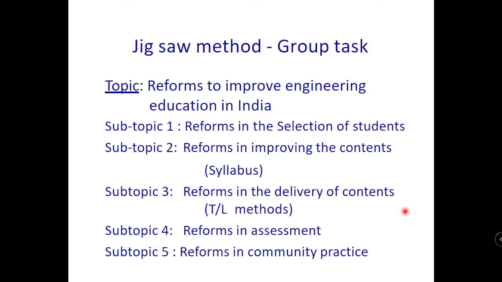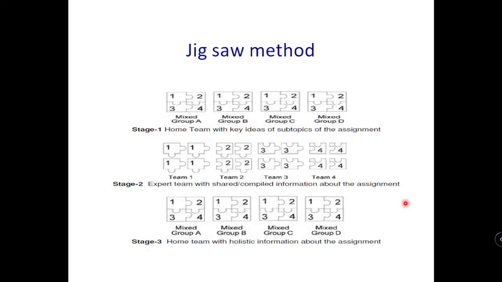So each topic we divide into subtopics and give it to each group member. Allow them to discuss with their team members, then get back to their home team and discuss what they discussed. See the pictures. First stage, home team with key ideas of topics of the assignments in mixed groups A, B, C, D. They have numbers 1, 2, 3, 4.